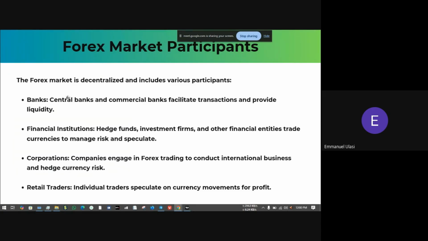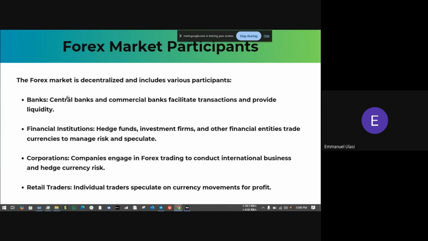Then moving on, we have financial institutions, which are the hedge funds, the investment firms, and other financial entities that trade currencies to manage risk and speculate on price. I think this is self-explanatory. These financial institutions trade currencies, manage risk, and also speculate in the Forex market.